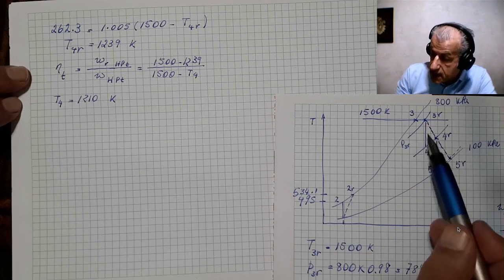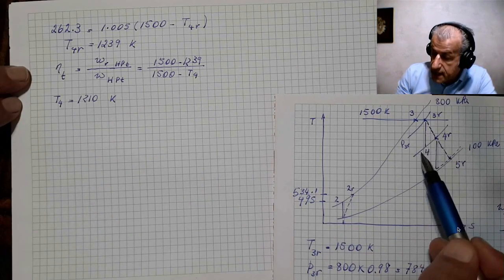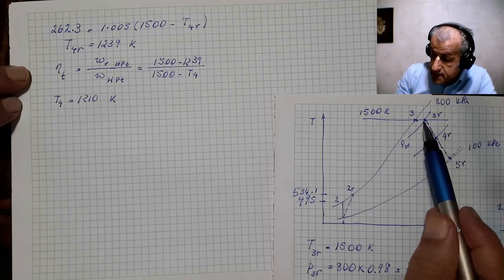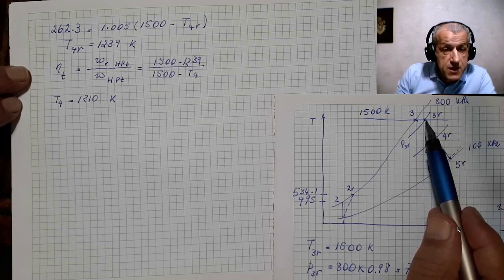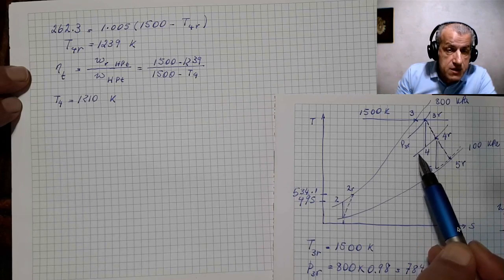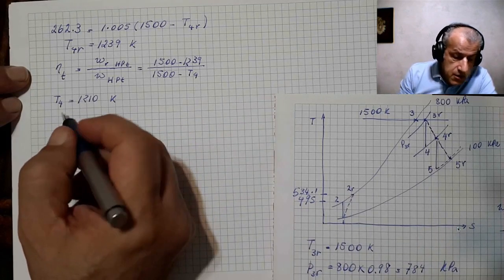Now, this is the isentropic process, and by the knowledge of the temperatures and the entry pressure, we would be able to calculate the exit pressure for the high pressure turbine.